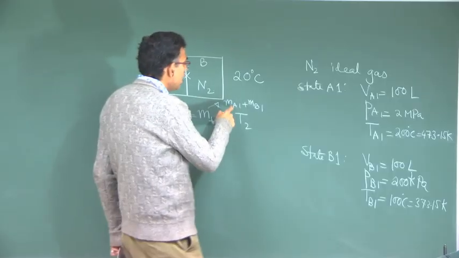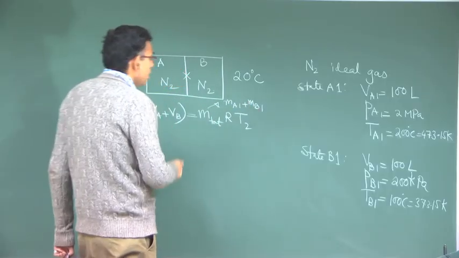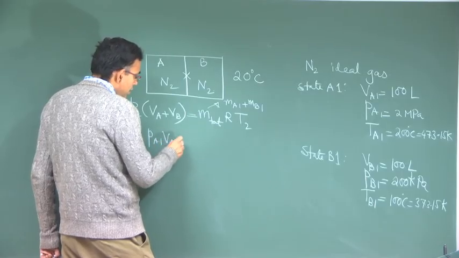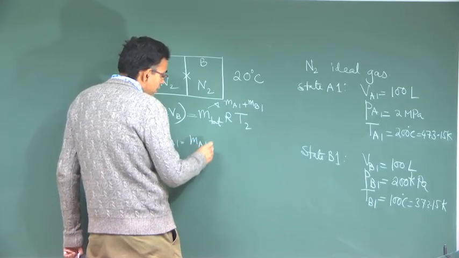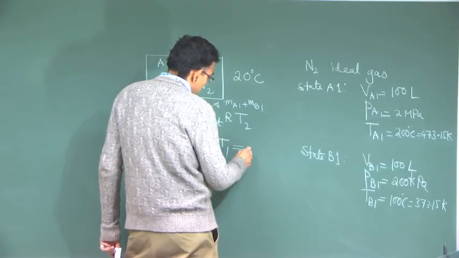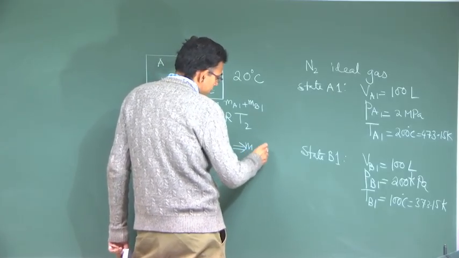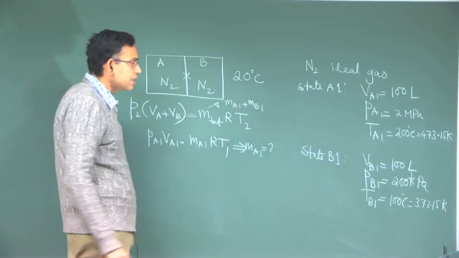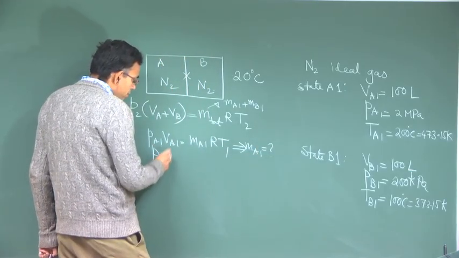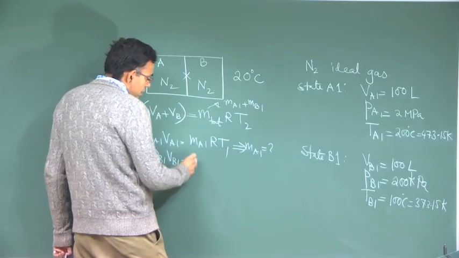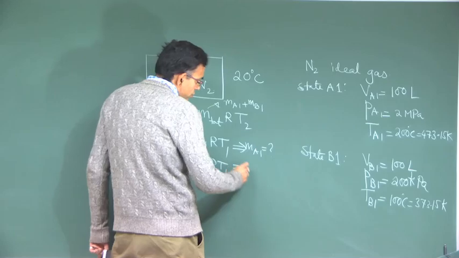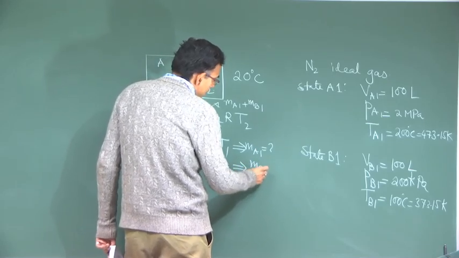So, how do you get Ma1 and Mb1? You know Pa1 Va1 is equal to Ma1 R T1. So, this will give you Ma1, because all other things are known. Similarly, Pb1 Vb1 is equal to Mb1 R T1. So, this will give you Mb1.